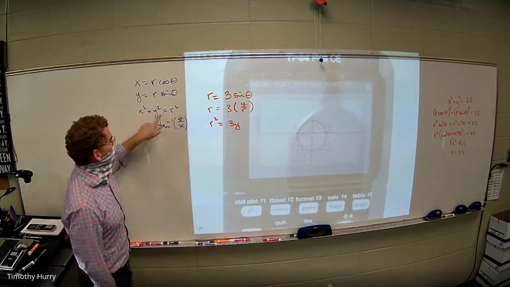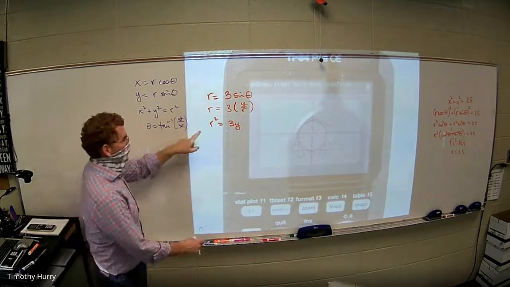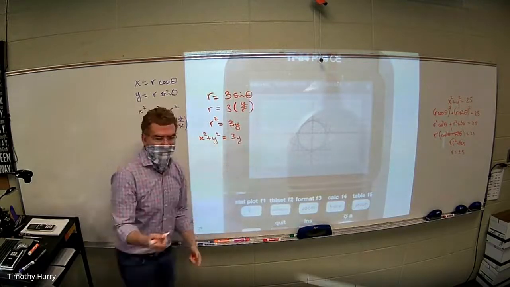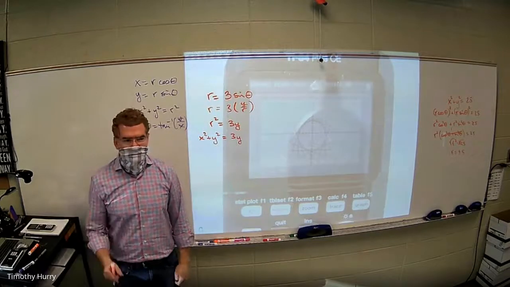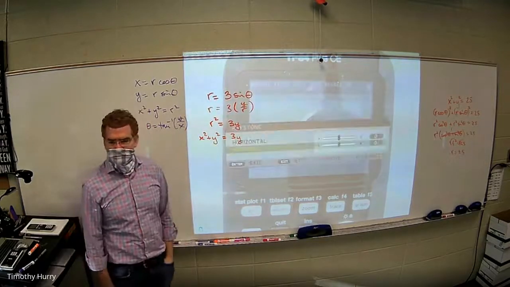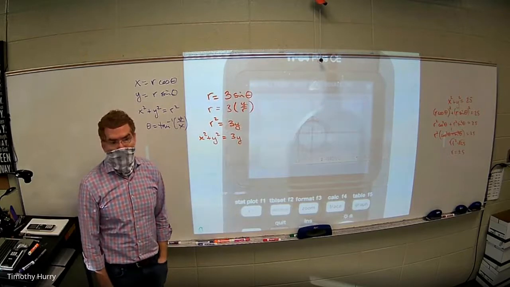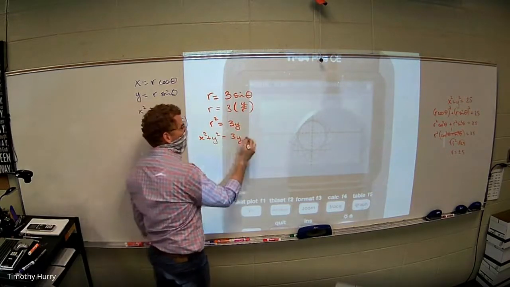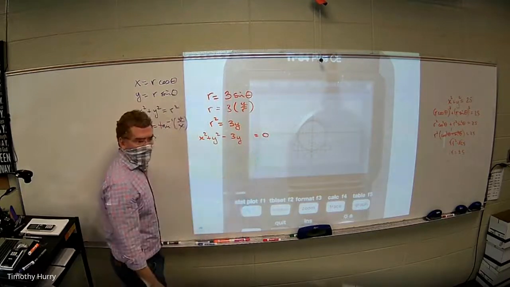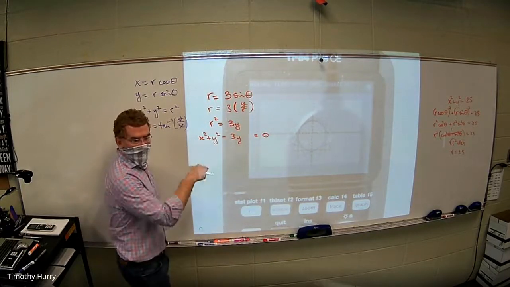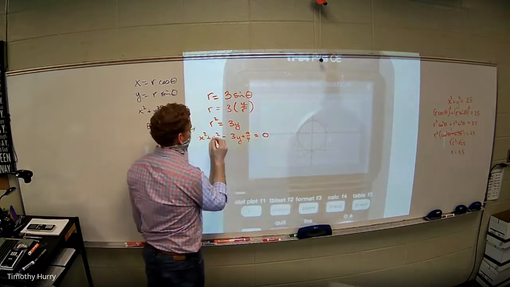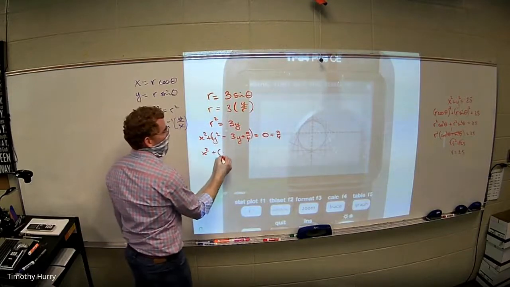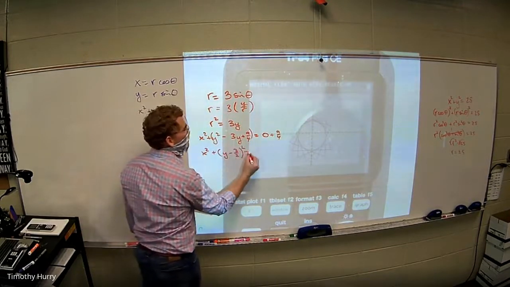If r squared is x squared plus y squared, then I could replace that with x squared plus y squared. Have I now gotten rid of all of my r's and thetas? Does anybody have a guess on what that is? It's a circle. I don't know exactly what kind or how big it is yet, but if I move that over to this side, isn't it just ready to have the square completed? Half of that squared is 9/4. Add a 9/4 over here, and I get x squared plus (y minus 3/2) squared equals 9/4.